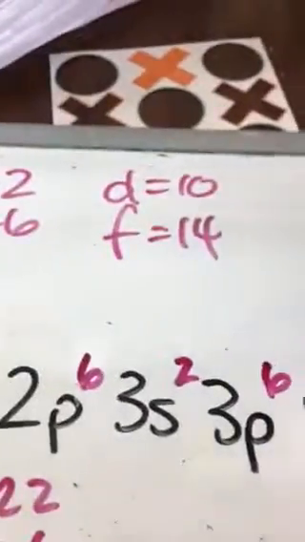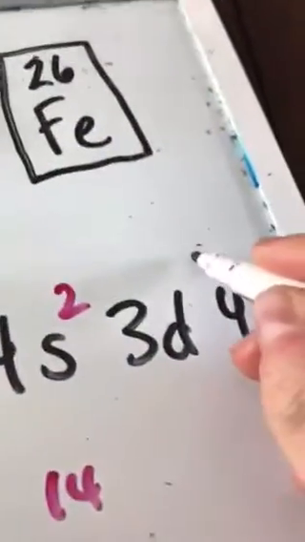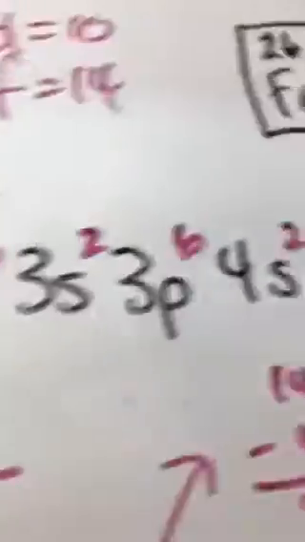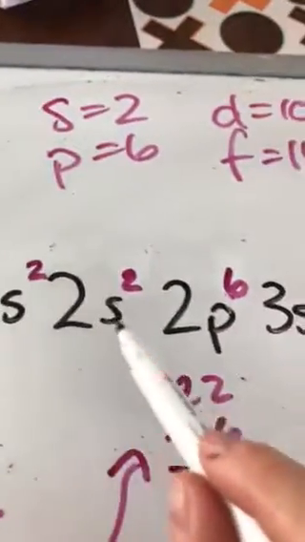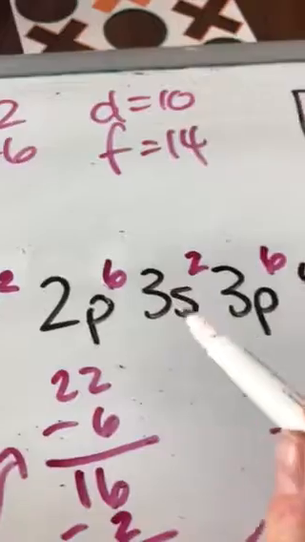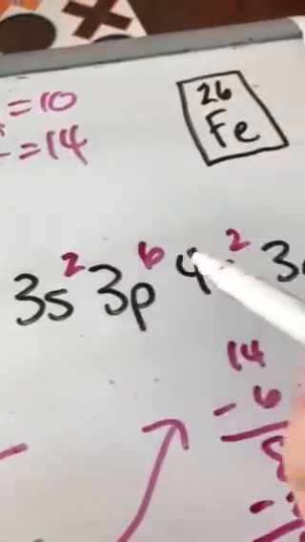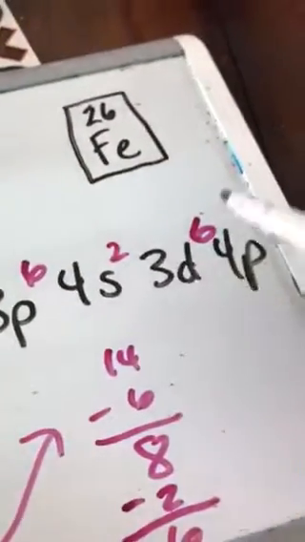I go to a D next. D's will hold 10. I don't have 10 left. I only have 6 left, so I put the 6 right there. And there's my electron configuration for iron. 1s2, 2s2, 2p6, 3s2, 3p6, 4s2, 3d6.